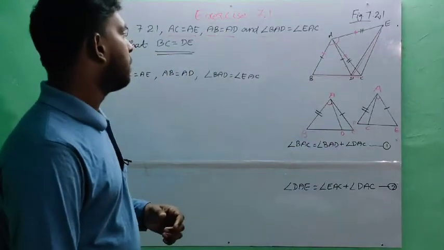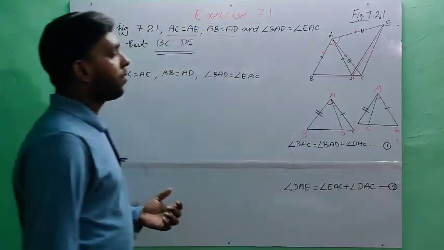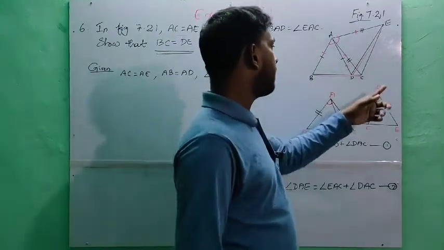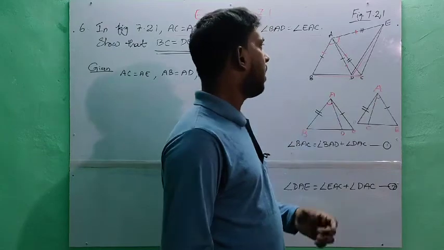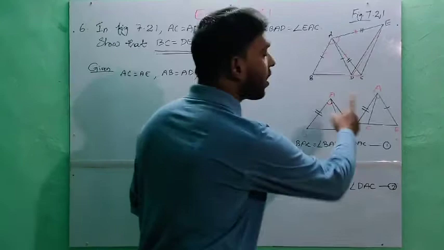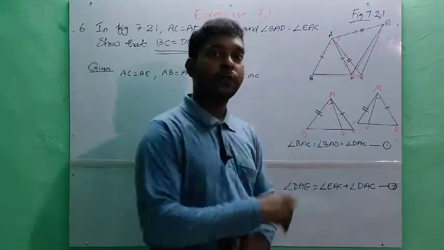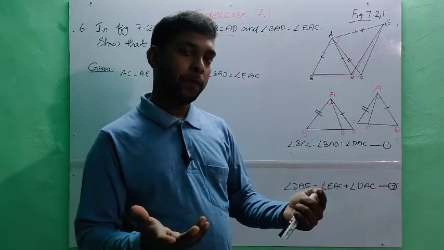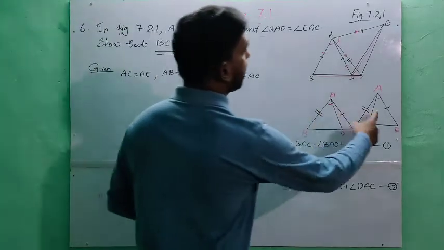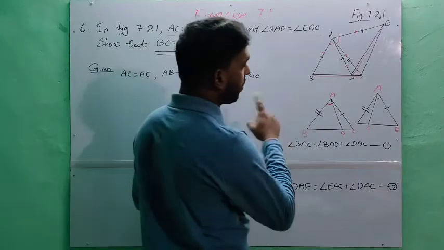In order to prove that these two sides BC and DE are equal, we just have to prove that triangle ABC and triangle ADE are congruent to each other. If we can prove that these two triangles are congruent to each other, we can easily say that corresponding parts of the corresponding triangles are equal. So it's very simple. So let's try to prove that these two triangles are congruent. Now there are certain hints already given.